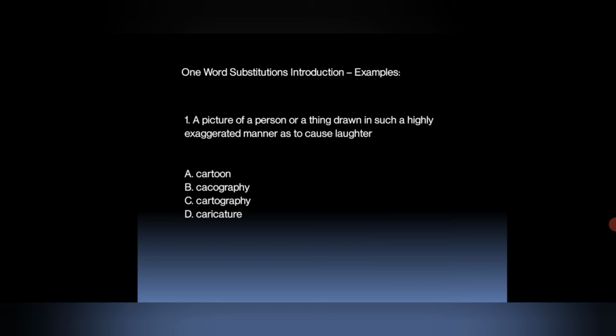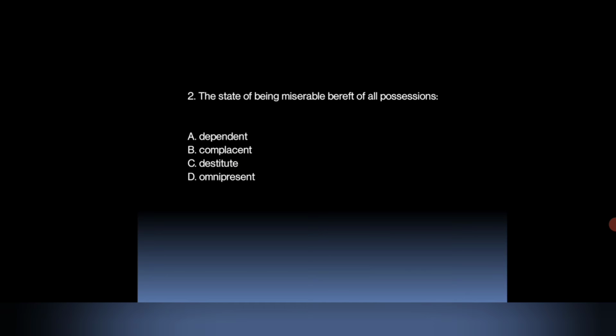One word substitution examples. A picture of a person or a thing drawn in such a highly exaggerated manner as to cause laughter. I have brought 4 options. This is how they ask in competitive examinations with multiple choice questions, MCQs. Cartoon, cacography, caricature. And the second one: the state of being miserable, bereft of all possessions, dependent, complacent, destitute, omnipresent. These are the 4 options, and I'll let you know the answers. Just think of the answers by choosing one word among the 4 options here.